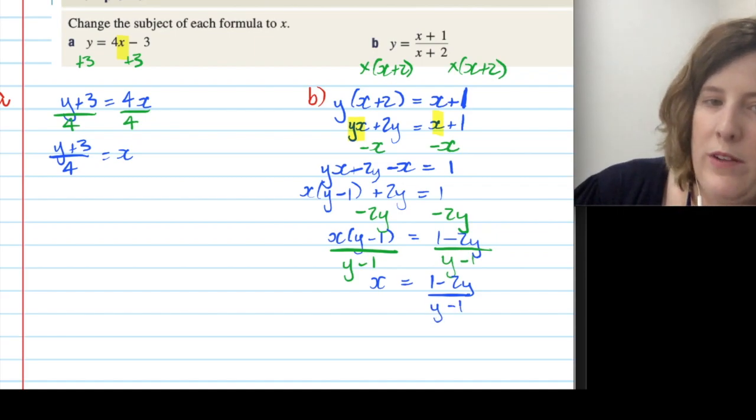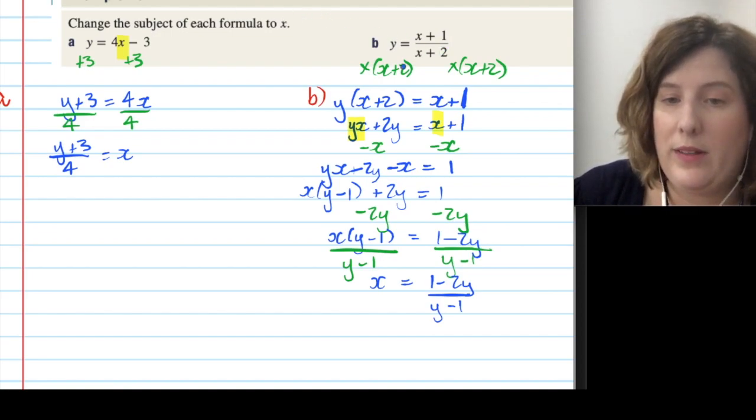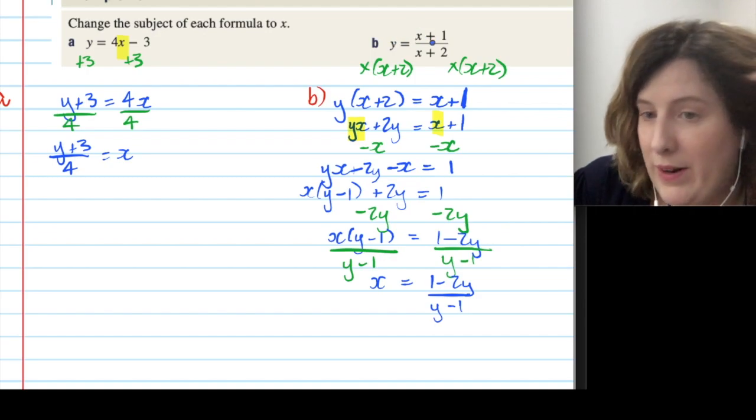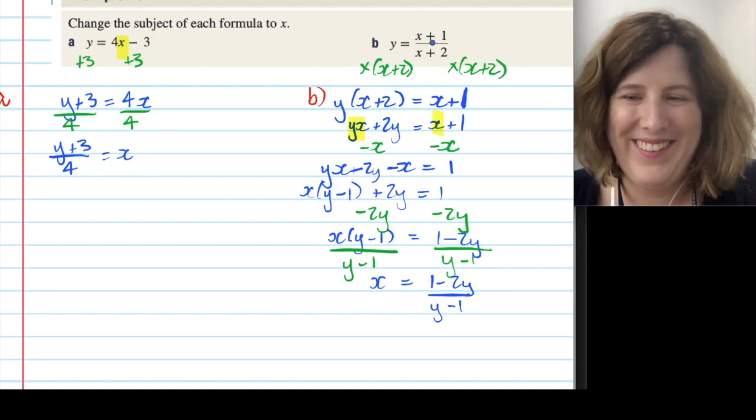Now you may ask what the point of that was. Well, we were literally asked to change the subject of the formula to x. So even though this looks just as bad, if not worse than this, we've been asked to do it. That's it. That's the moral of the story. Do what you're told and shut up. Enjoy this exercise.